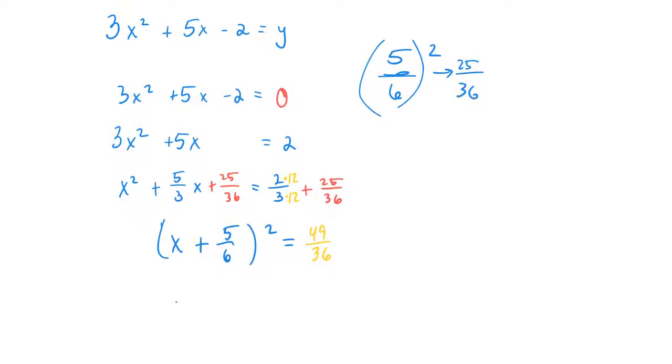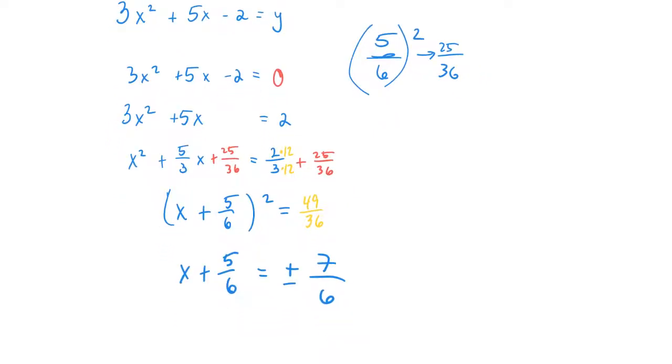So let's take the square root of both sides. What do I have to remember on the right-hand side? Isabella? Plus or minus. Two roots, right? You have to have a plus or minus symbol on the right-hand side. And then I take 5/6 and add it over as a negative 5/6. Remember I talked about this? Instead of subtraction, I'm going to add negative 5/6 to both sides.